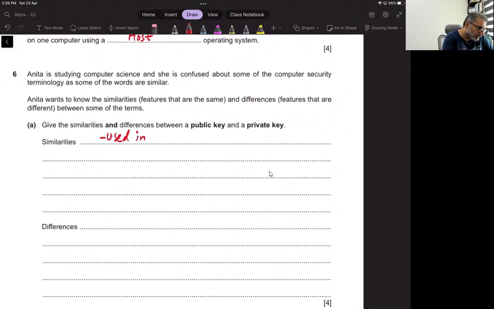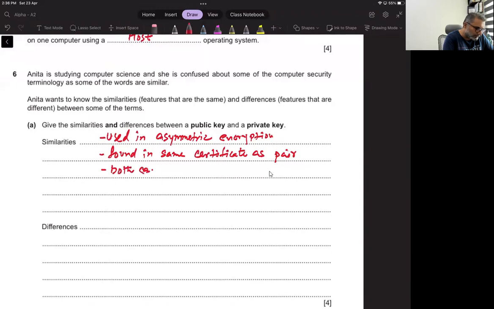Used in asymmetric encryption, found in same certificate as a pair, both can encrypt and decrypt. That's it. Differences.